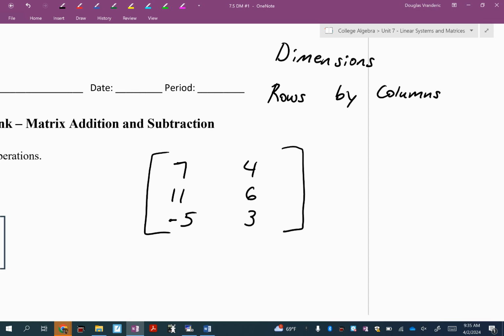Oh, I like it. Rowing a boat and you're going like this. I like it. I mean, you're not walking, but you get that. Okay. All right. Whatever works. So you know rows by columns.